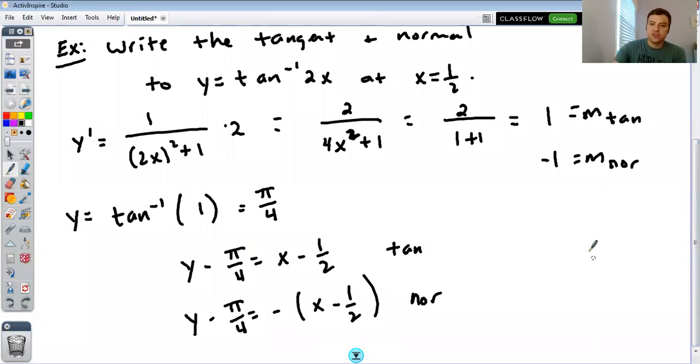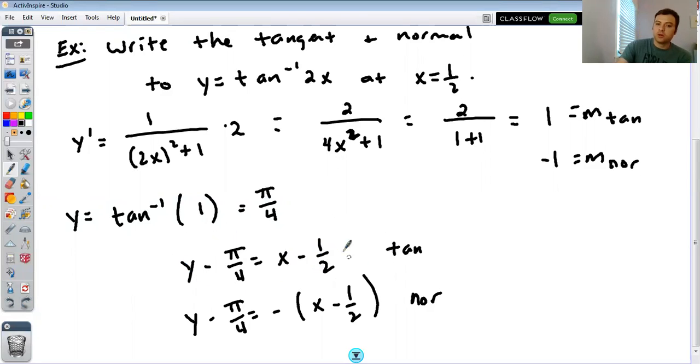One application to be ready for with tangent lines is the linear approximation. So some problems might prompt you to use a tangent line to approximate a value of the function that's really close to 1/2. Like maybe I say, use this tangent line to approximate f of 1. You'd plug 1 in for x into your tangent line and then solve.